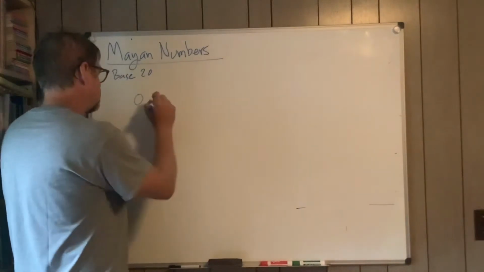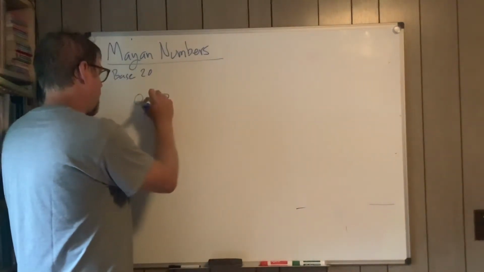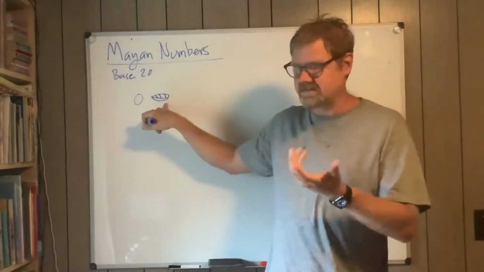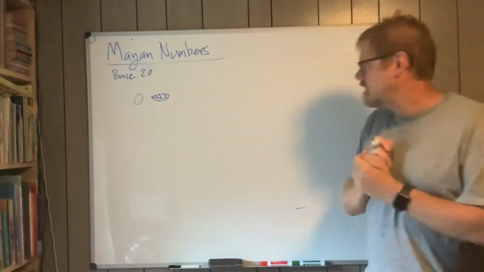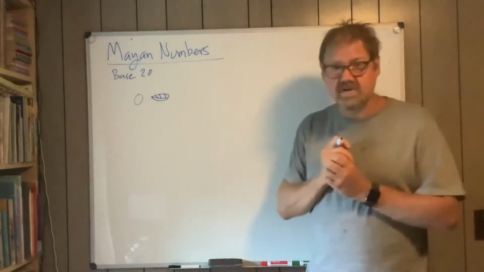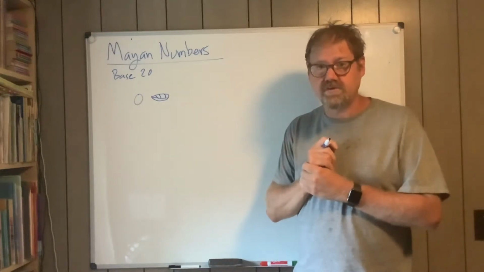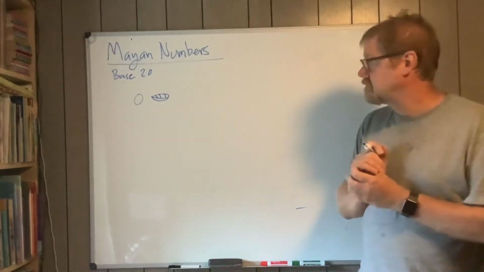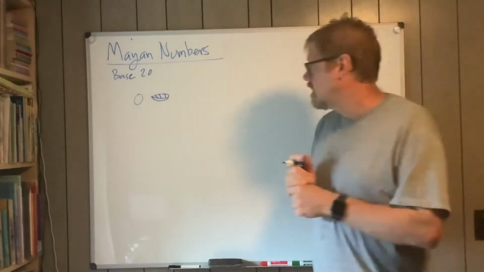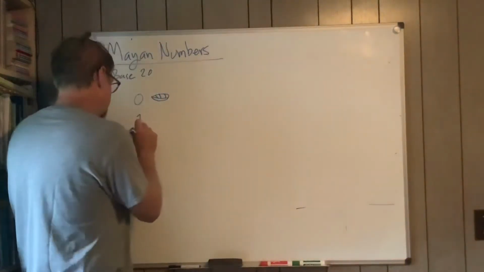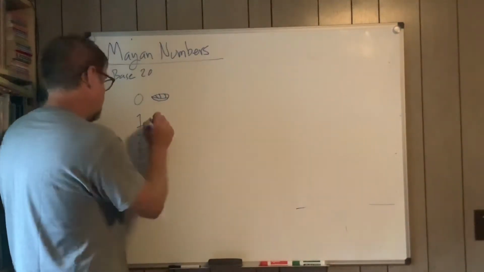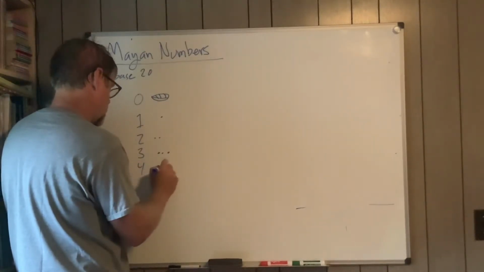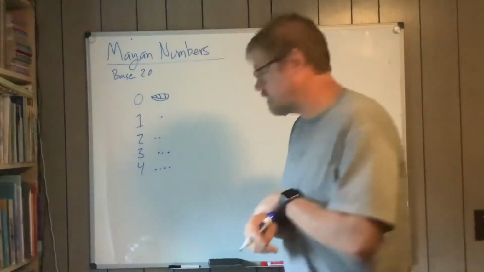First of all, there's a 0 character, which kind of looks like a clamshell. That's my always interpretation of it. This is actually quite interesting in that it predates the 0 from the Hindu-Arabic system by a couple of hundred years, which is quite remarkable, I think. The numbers 1 through 4 just use dots.